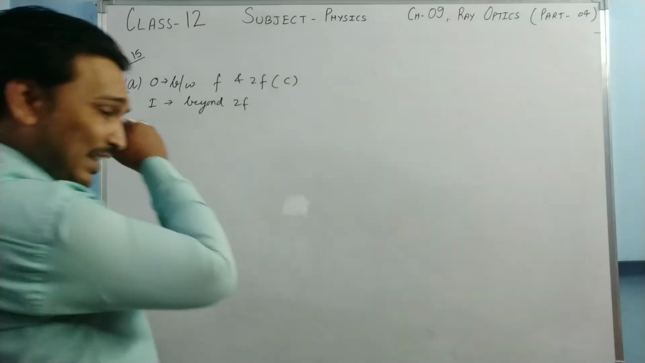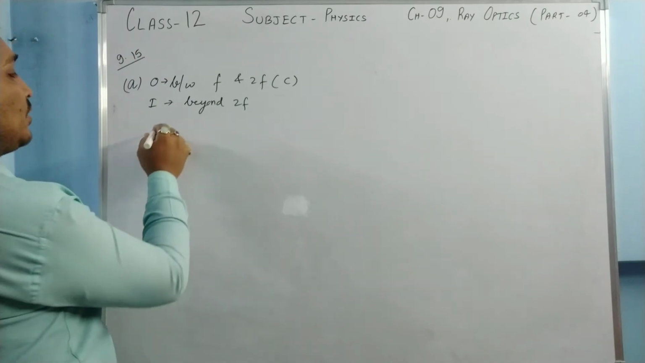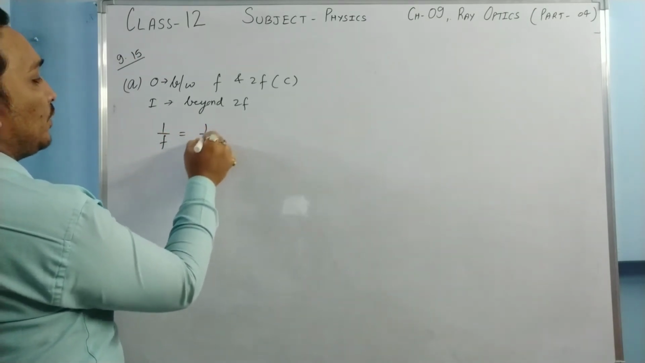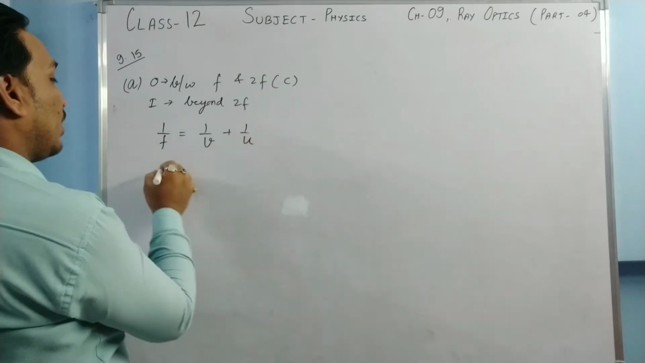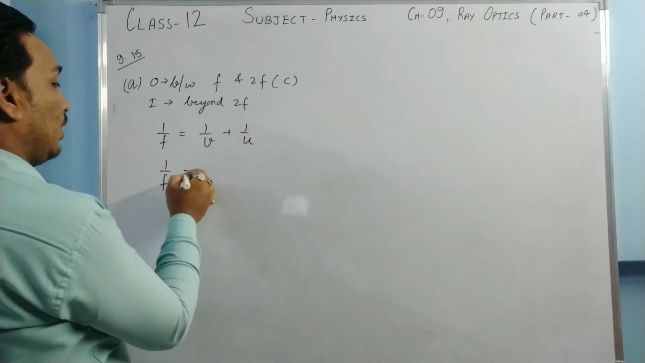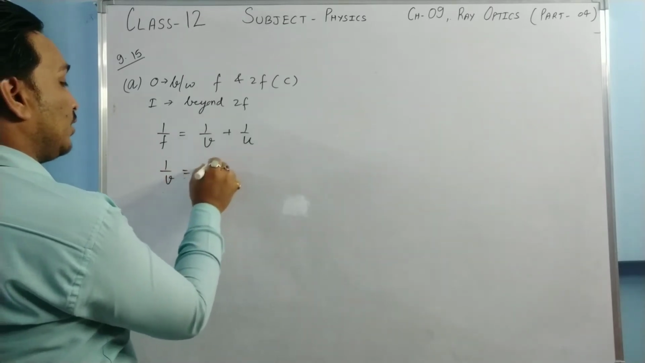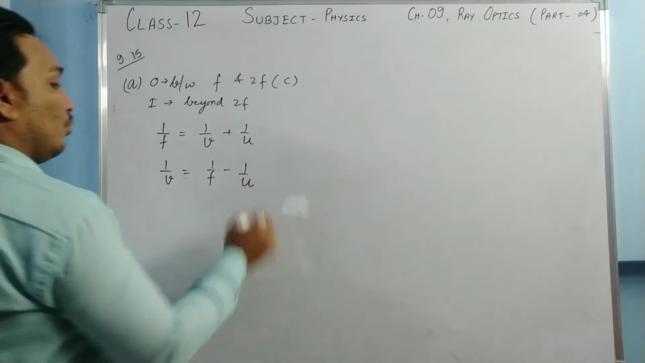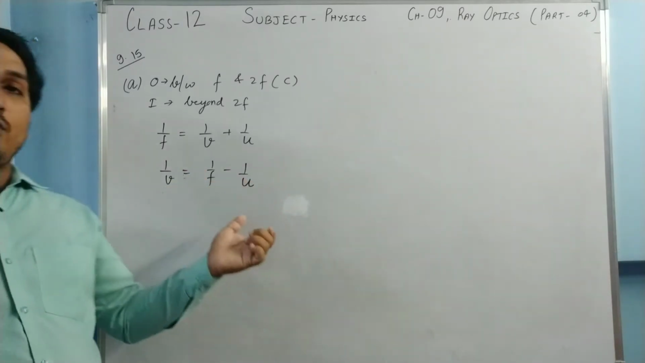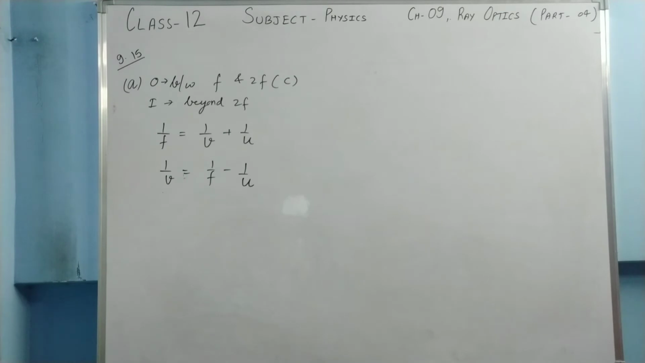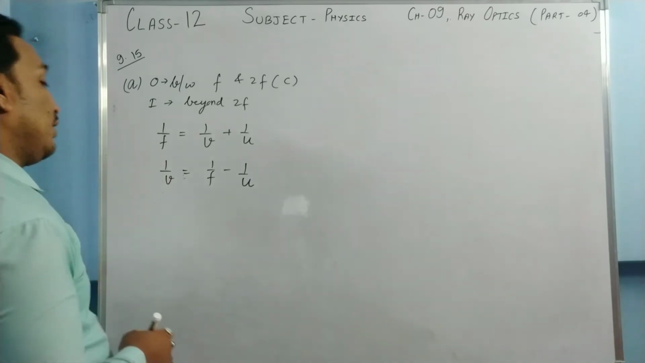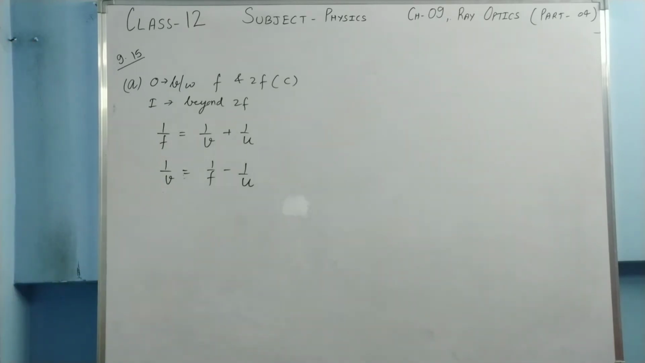So basically here we need to find image distance. So from mirror equation, 1 upon f is equal to 1 upon v plus 1 upon u. From here, if 1 upon v needs to be calculated, it will be 1 upon v is equal to 1 upon f minus 1 upon u. So 1 upon f minus 1 upon u is basically the image 1 upon v. v is what? Image distance, right?